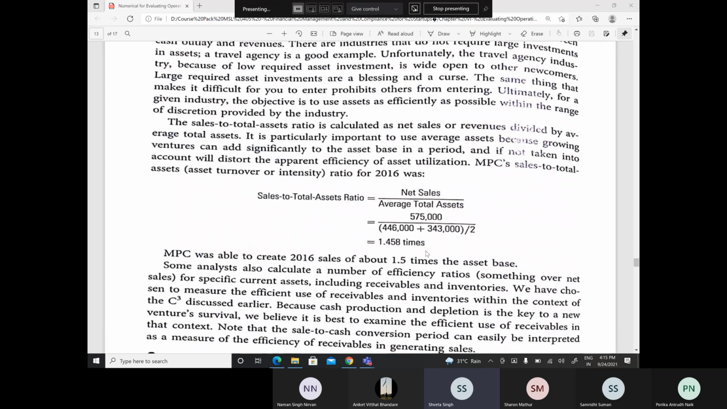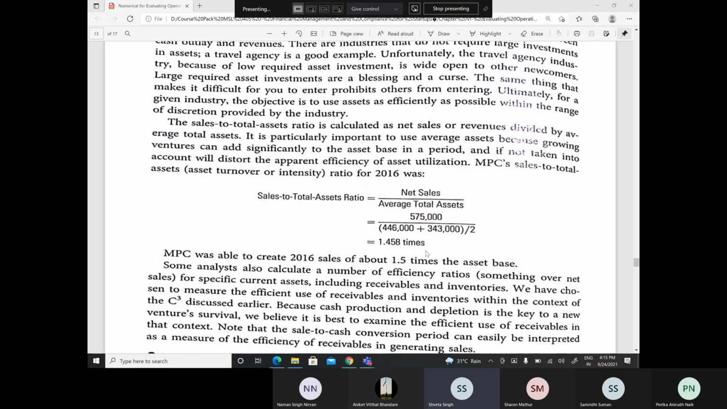Large required asset investments are a blessing and a curse. If you have a large asset requirement, then very few people would be able to meet that kind of investment, and that is why there are fewer players. If you are running a service sector business, say a travel agency, then the investment required is pretty low, but then you'll have many travel agents right next to you in the same localities, so the competition becomes very fierce. So it's both a blessing and a curse. The same thing that makes it difficult for you to enter prohibits others from entry.